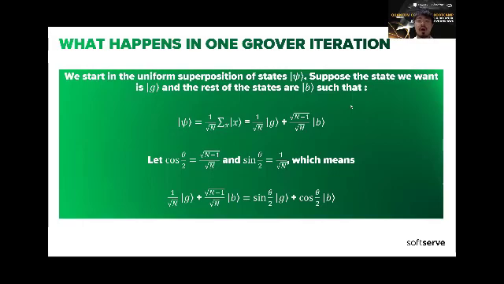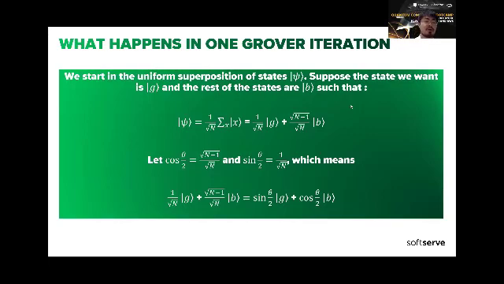Okay, so now we are going to go through what happens in one Grover iteration, just so that you can see what happens. I just explained the intuition behind it. Now we are actually going to do the mathematics in order to solve it.